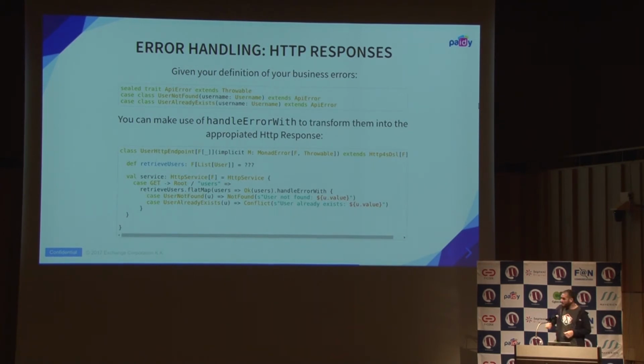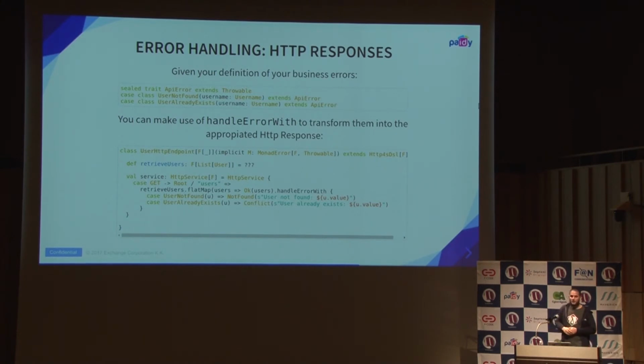So with this handleErrorWith, in case the request is successful, I just do a flatMap, and I will just get the list of users, right? And I just say, okay, we'll actually return an HTTP response with the status 200. But in case this fails, I can just handle my business errors, and I can say, okay, in case of a UserNotFound, I will just return a 404. In case of a UserAlreadyExists, I return a 409, a conflict.